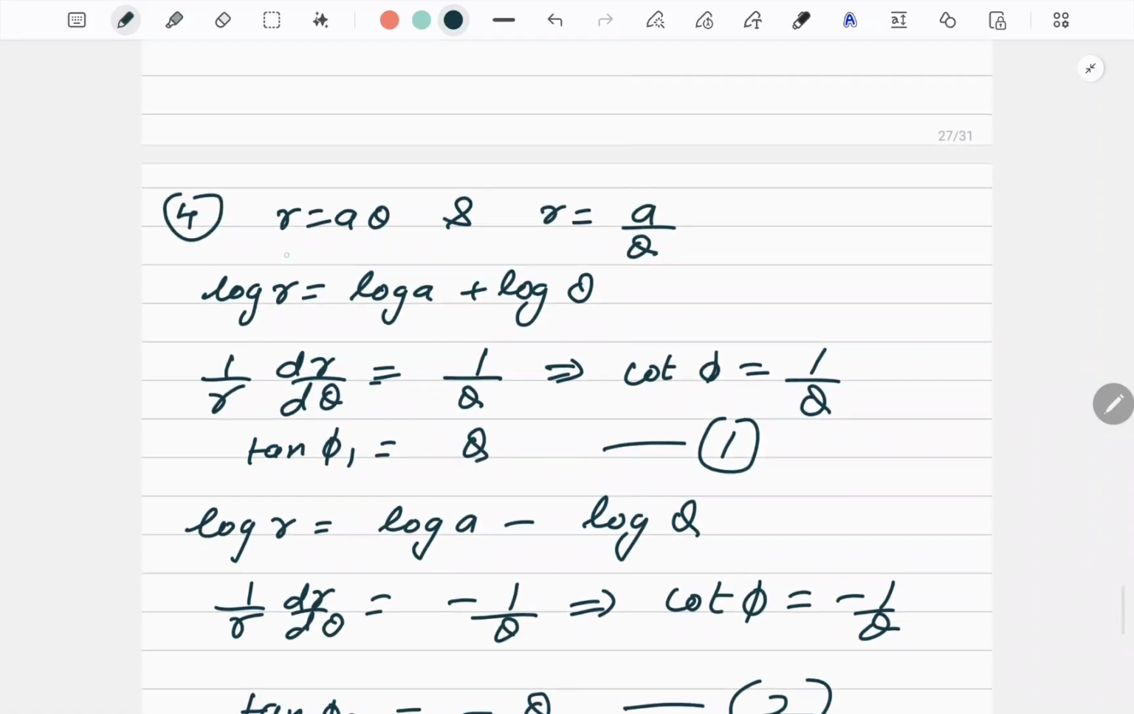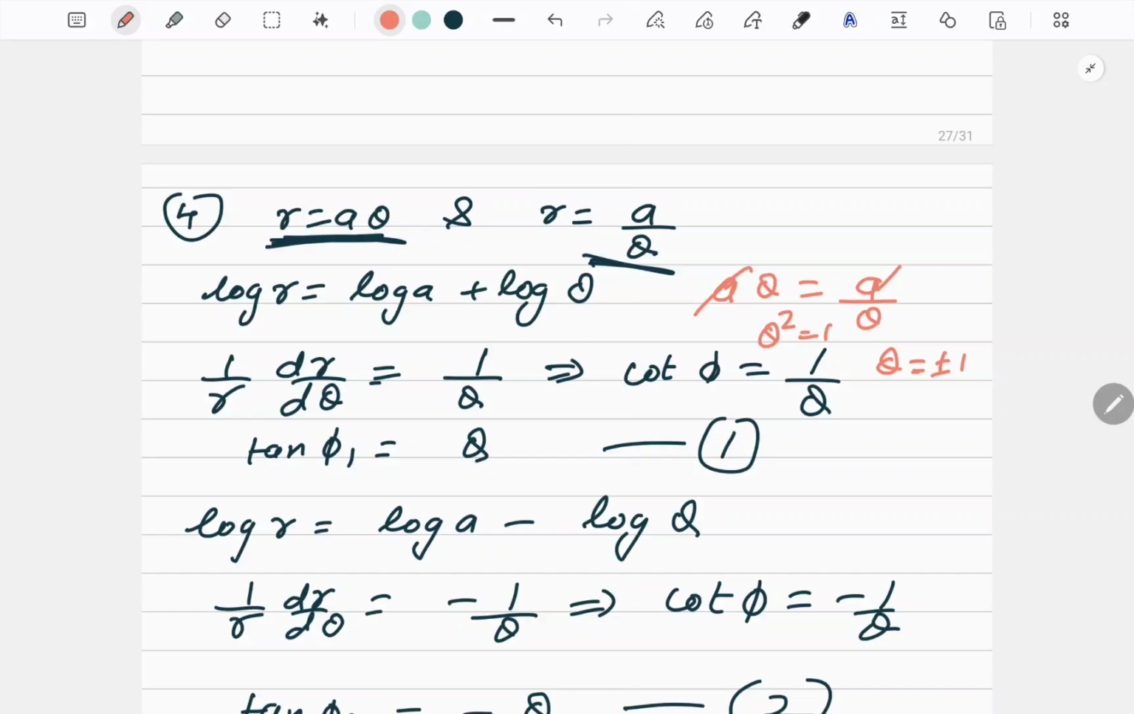So go back to the question. Now this is the value of r and this is the value of r. So as I said, both the values of r I can compare. So a theta is equal to a by theta because both are the values of r, right? So a cancels. So theta square is equal to 1. So theta is equal to plus minus 1, or you can just consider only plus. Correct? So now I got this value.